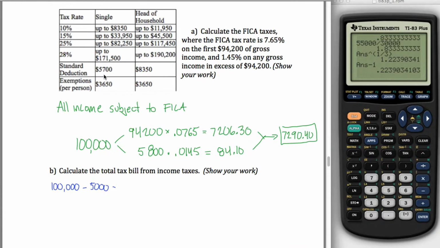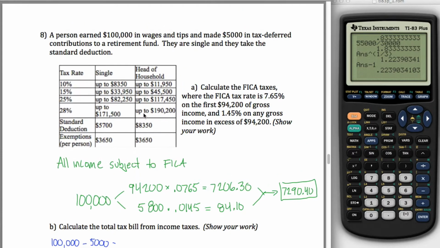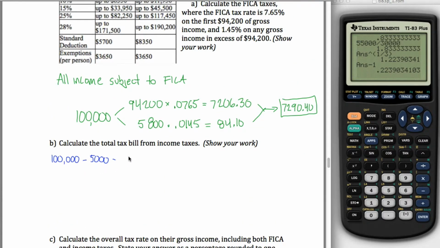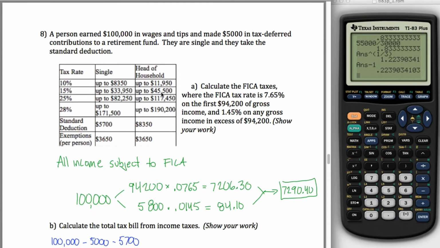There's more we get to take away. We got the standard deduction. Everybody gets it. Note I'm looking in the single column here because this person is single. This person is single? Sure. So I'm going to subtract another $5,700, my standard deduction. I also get an exemption per person. So for every single person in my family, I get to take away another $3,650. How many people are in my family? Well, it says I'm single somewhere in here. They are single. So that means I only get one exemption.